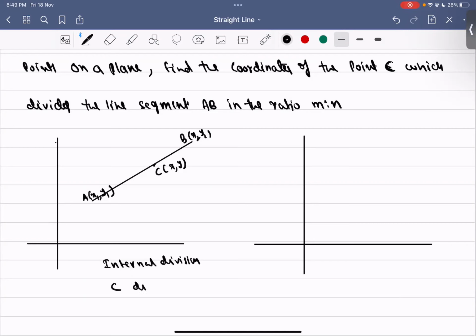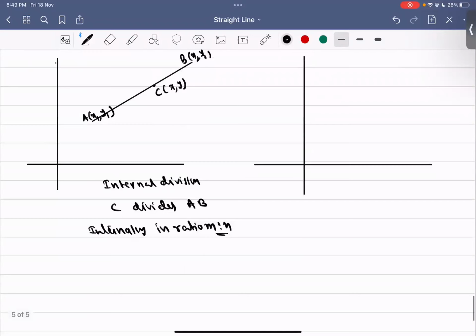C divides AB internally in the ratio m is to n. Therefore in this case AC by CB is equal to m by n.